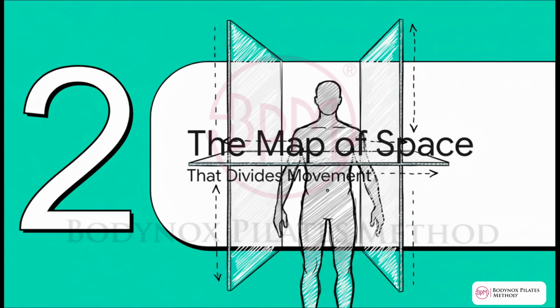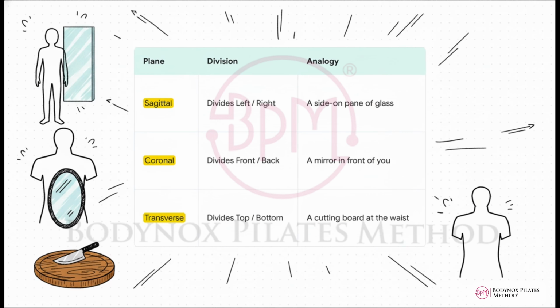All right, so we have our starting point. Now I want you to imagine that our body is intersected by three giant invisible panes of glass. These are our maps of movement, and we call them planes. Basically, every single movement we make can be mapped onto one of these planes. And here they are, our three maps.